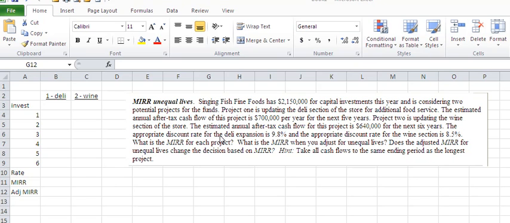The appropriate discount rate for the deli expansion is 9.8%, and the appropriate discount rate for the wine selection is 8.5%. What is the MIRR for each project? Let's go ahead and calculate that first.